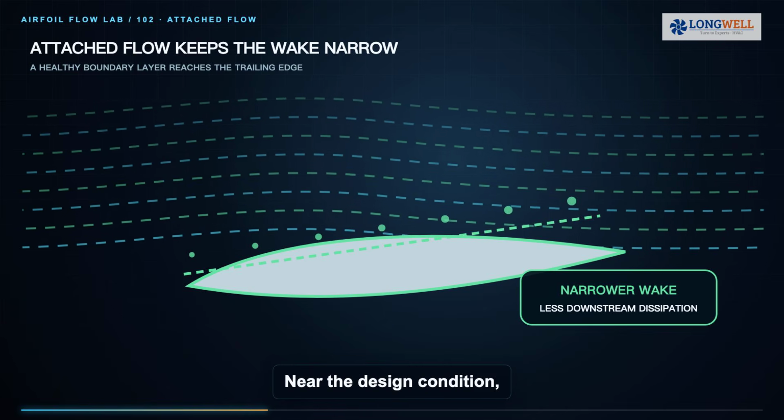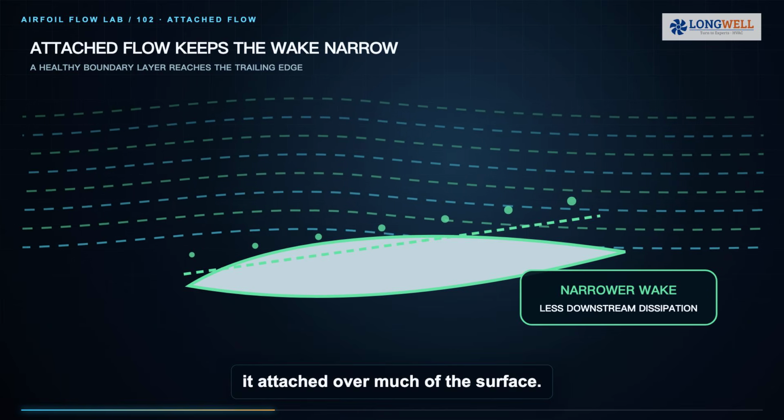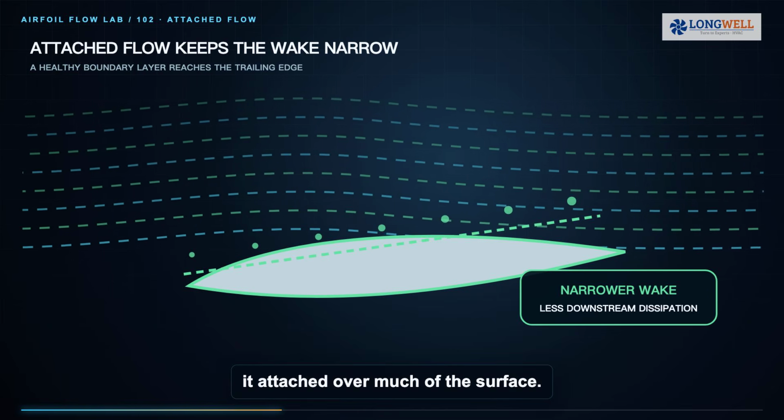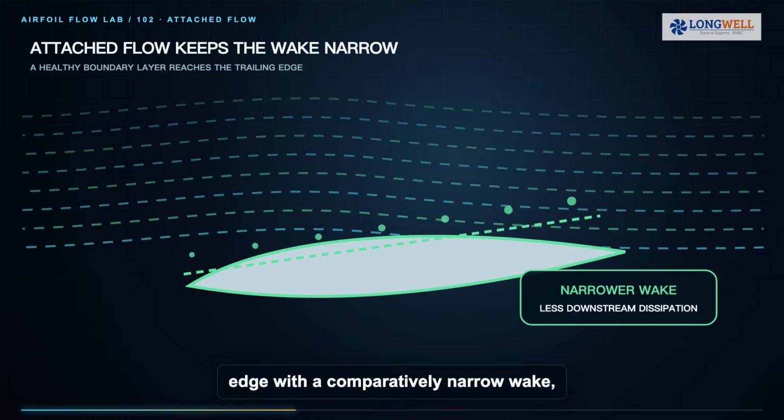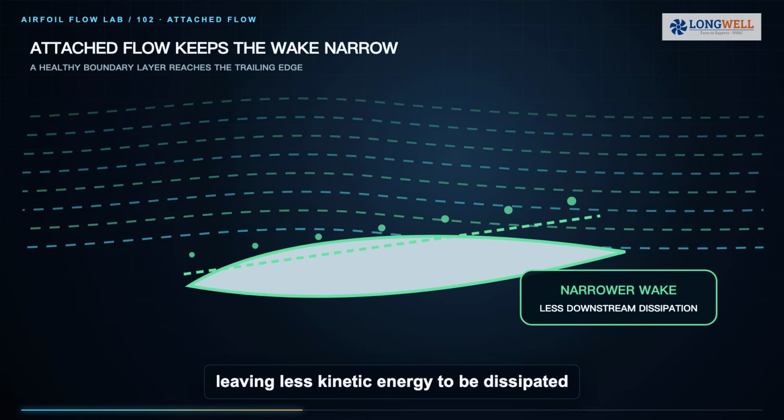Near the design condition, a suitable pressure gradient can keep it attached over much of the surface. An attached layer reaches the trailing edge with a comparatively narrow wake, leaving less kinetic energy to be dissipated downstream.